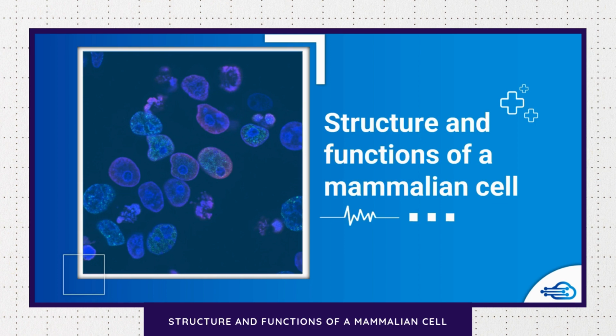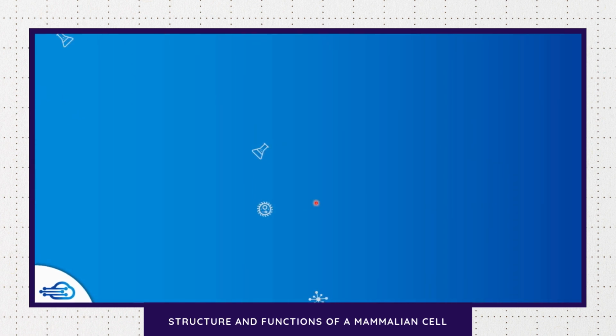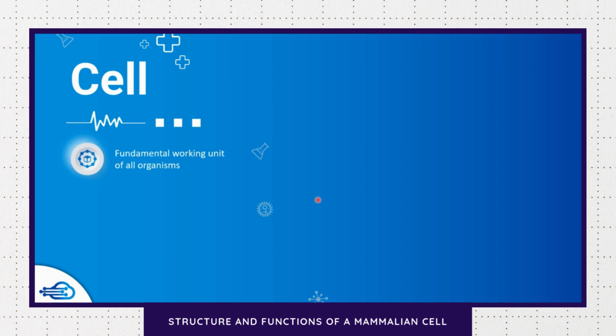In this video, we will talk about structure and functions of a mammalian cell. A cell is the fundamental working unit of all organisms. It is specialized in structure and function in different organs.